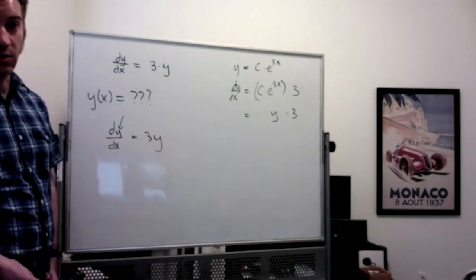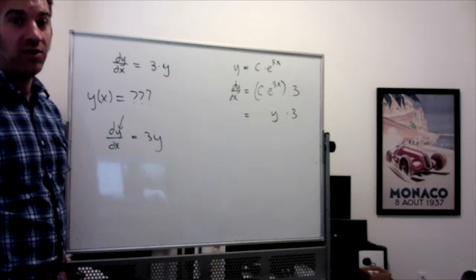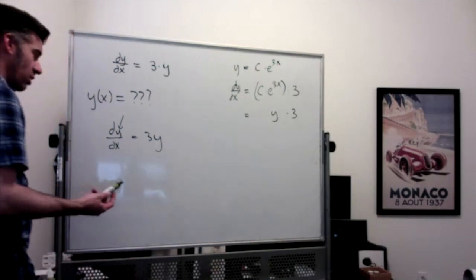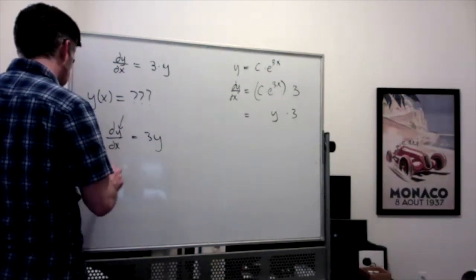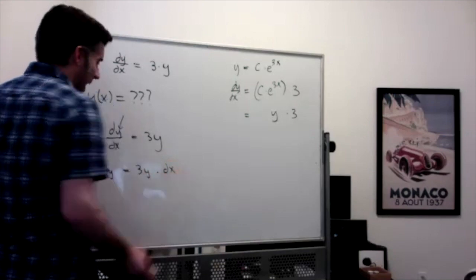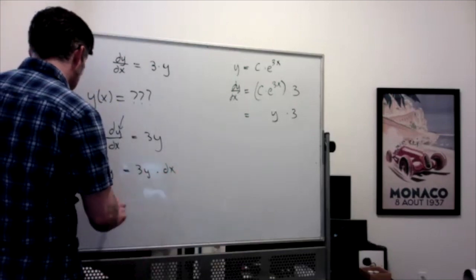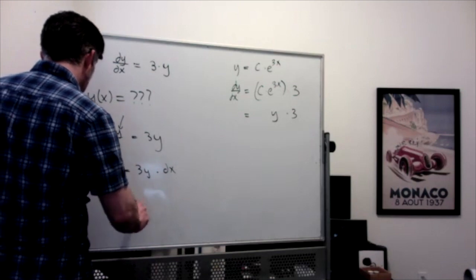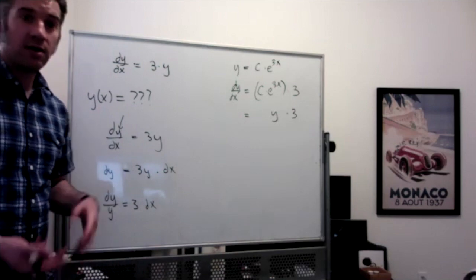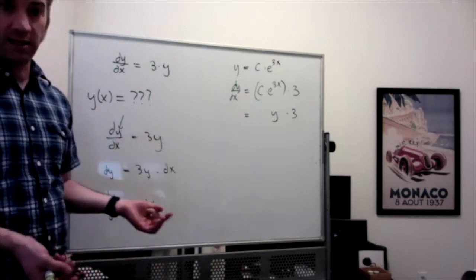Now here's what I can't do. I can't subtract 3y. I can't subtract anything. The only thing I'm allowed to do is to multiply or divide. So I'm going to multiply both sides by dx. I'm going to divide both sides by y. So now I have something I can work with because I have all the y's on one side and all the x's on the other side.